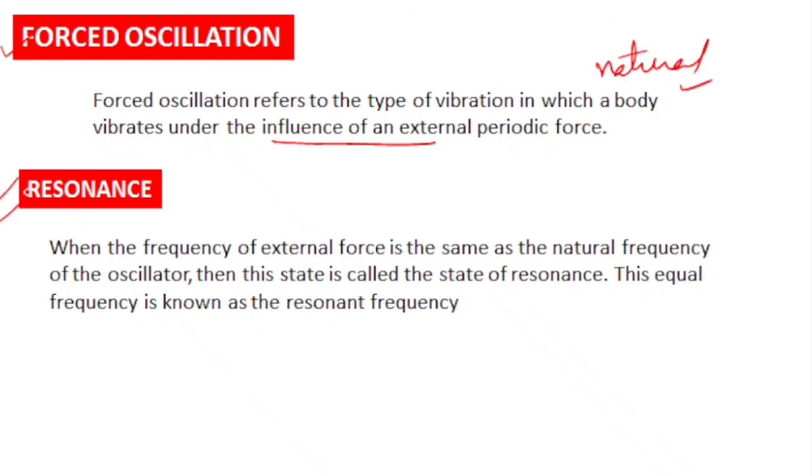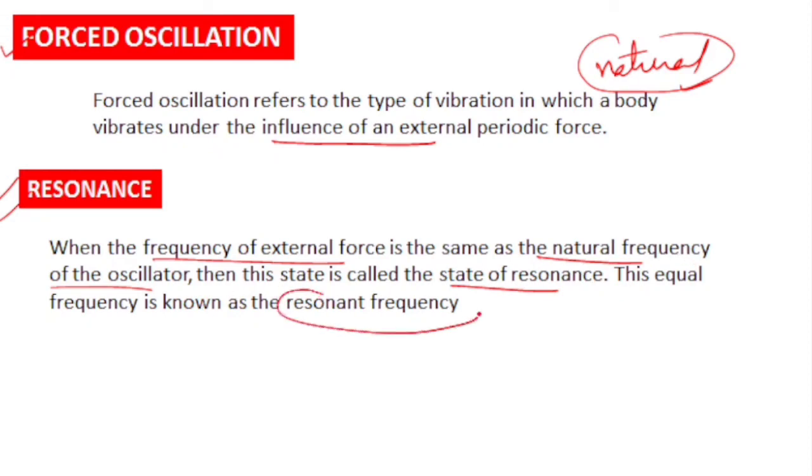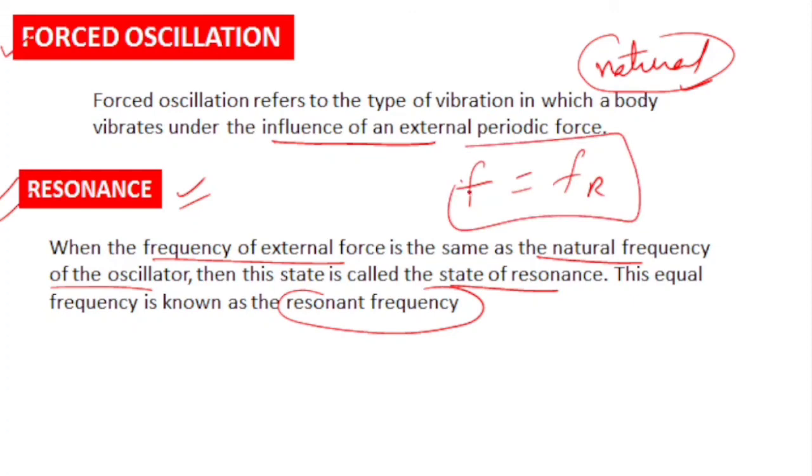Then what is the resonance condition? When you apply some external force, the body vibrates with a frequency different from the natural frequency of the body. But there is one condition: when the frequency of this external force is the same as the natural frequency of the oscillator, then this state is called the state of resonance. In this case, the frequency of the external force is equal to the natural frequency of the body, and that frequency is called the resonant frequency. So this is the condition of resonance, when the natural frequency of the body is equal to the frequency of the external force, right? So hope it's clear to all of you.